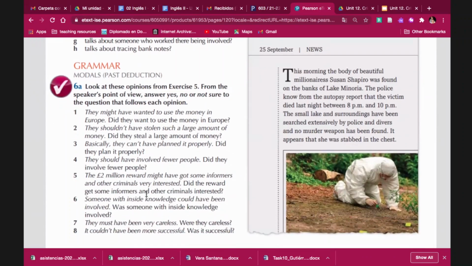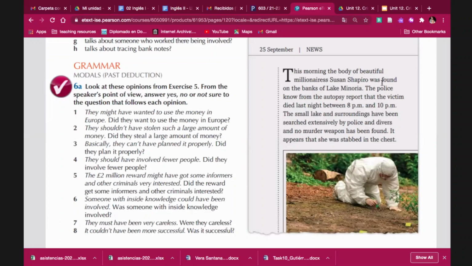Probably you have gone through modals of past deduction, okay? But I need you to please remember that we saw modals of present deduction at the beginning of the semester. Entonces, son bastante similares, nada más que el tiempo es diferente. Entonces, look at these opinions from exercise 5 from the speaker's points of view, porque acuérdense que normalmente vemos las cosas desde el speaker's point of view. Entonces, answer yes, no, or not sure to the questions that follow each opinion. Okay?